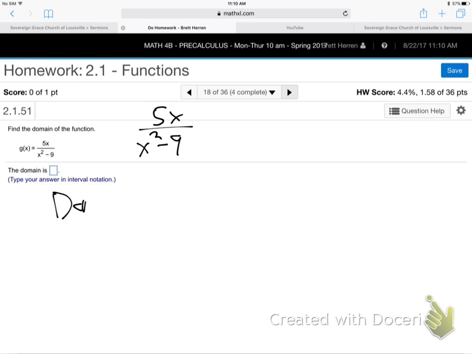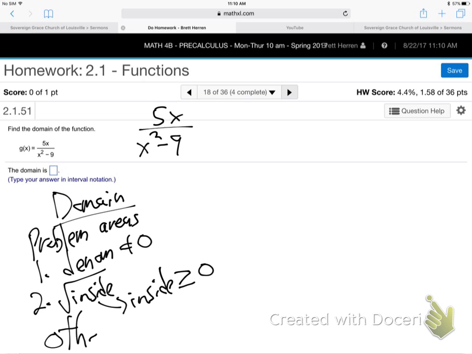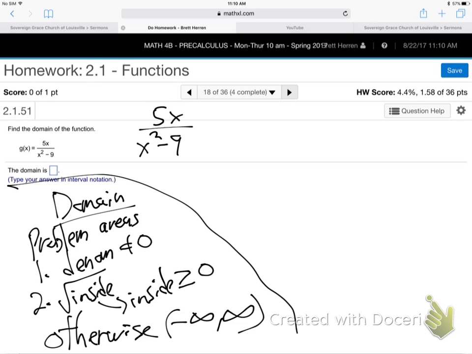And maybe it'd be good if I wrote that up again. Domain, here's the problem areas. Number 1, denominators cannot be 0. And number 2, if you have a square root, you take out the inside and you say the inside has to be greater than or equal to 0, right? Because like we just talked about, you can't have a negative in a root. If it doesn't have one of those two problems, then otherwise it's negative infinity to positive infinity. Otherwise, everything's okay. So that's how we're going to handle all of our domain questions.